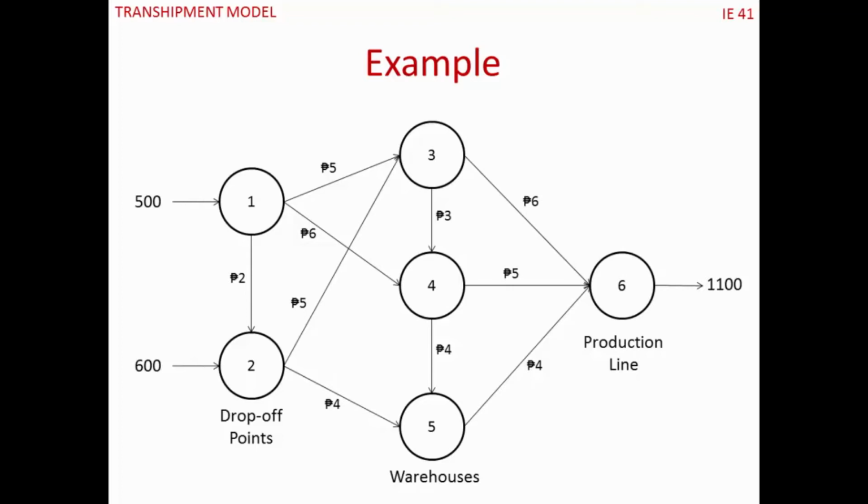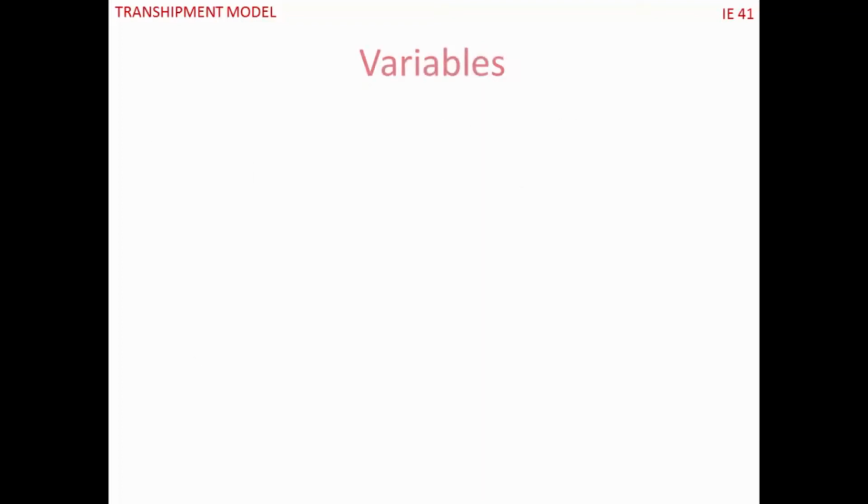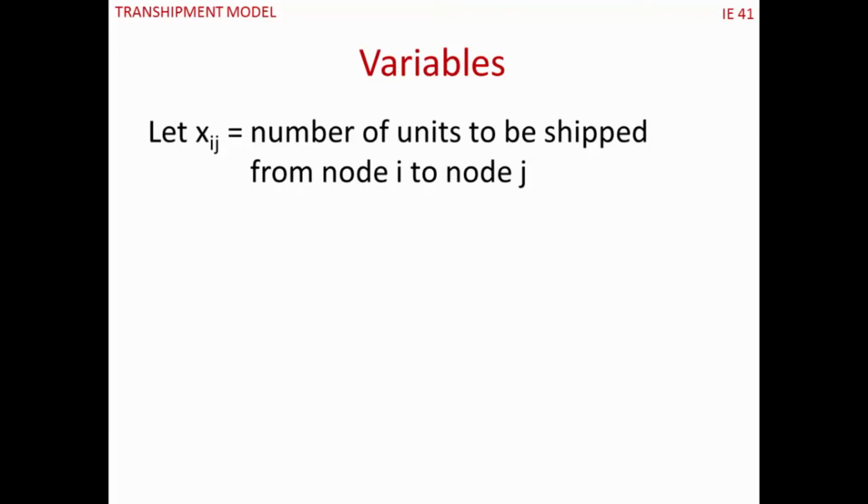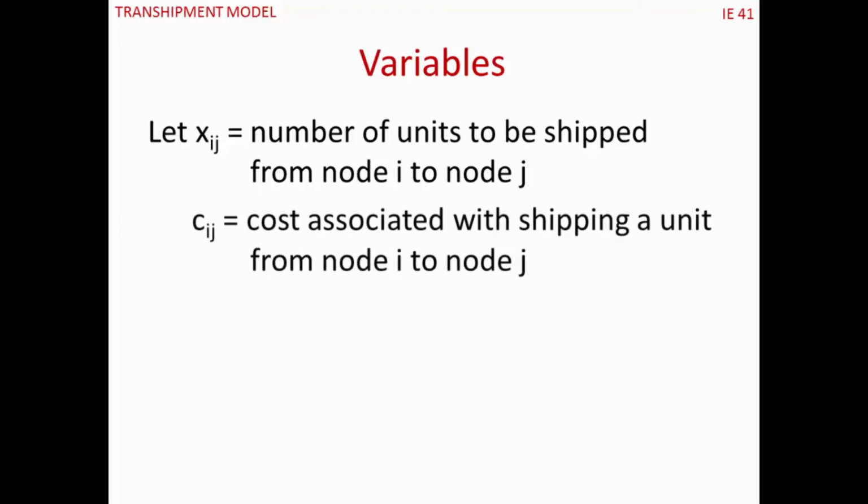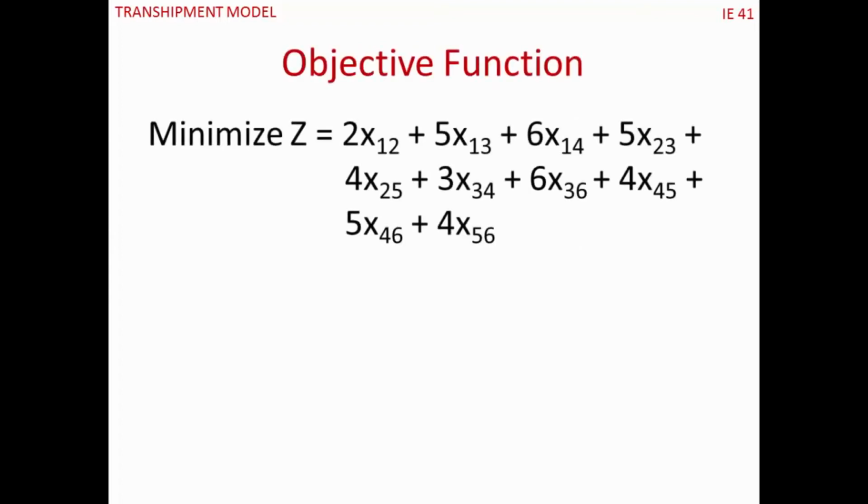Formulating the LP of a transshipment model is very similar to that of a transportation model. Again, we let Xij be equal to the number of units to be shipped from node i to node j, and Cij be equal to the cost associated with shipping a unit from node i to node j, shown already in the figure. Our objective would be to minimize z = 2x12 + 5x13 + 6x14 + 5x23 + 4x25 + 3x34 + 6x36 + 4x45 + 5x46 + 4x56.